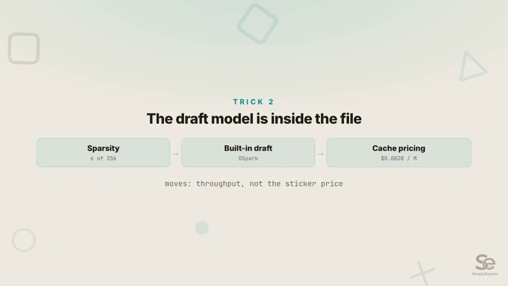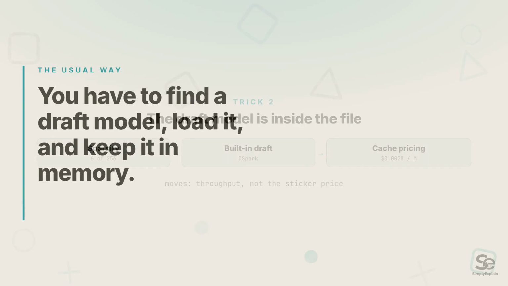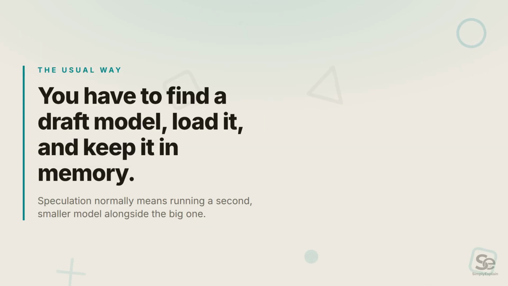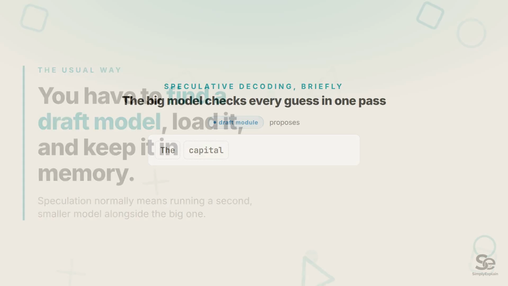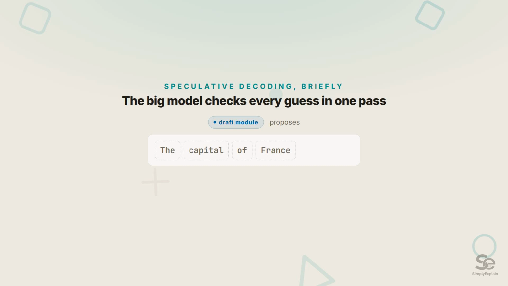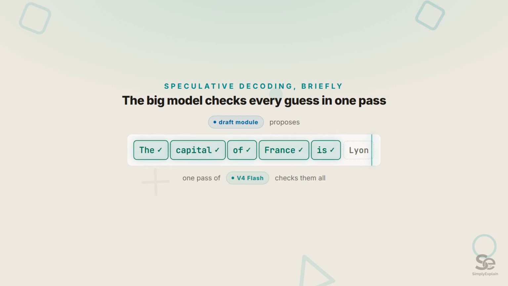Trick 2, and this is the one worth your attention. Normally, speeding a model up with speculation means running a second, smaller model alongside it. You have to find it, load it, and keep it in memory. A small model guesses the next several words. The big model checks them all in one pass, and whatever it agrees with is kept.